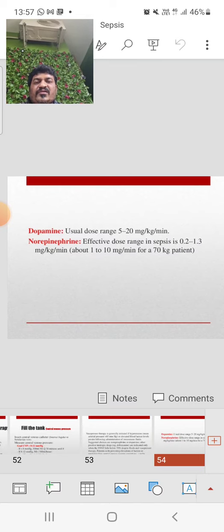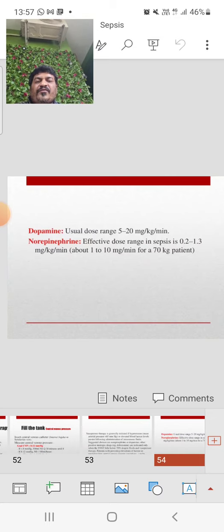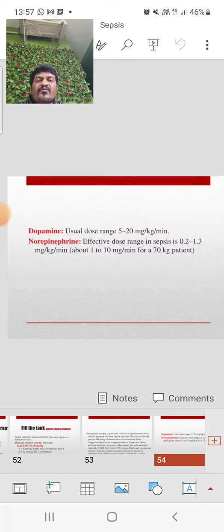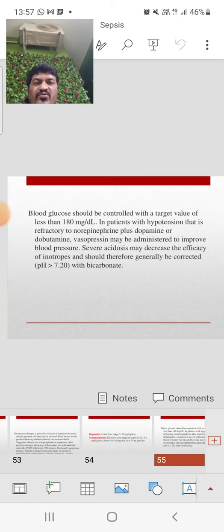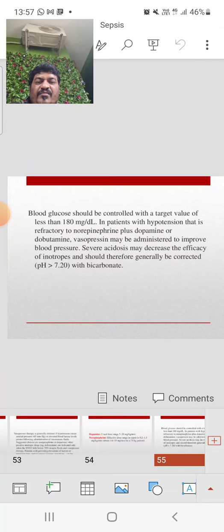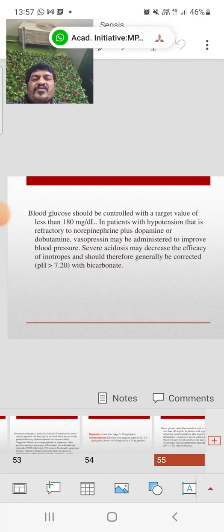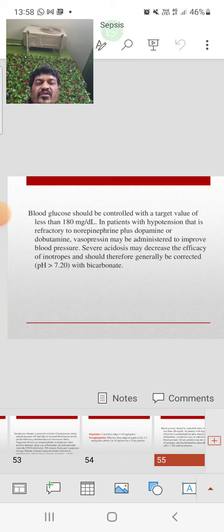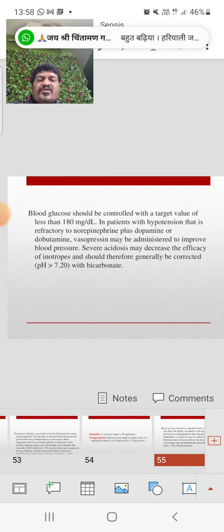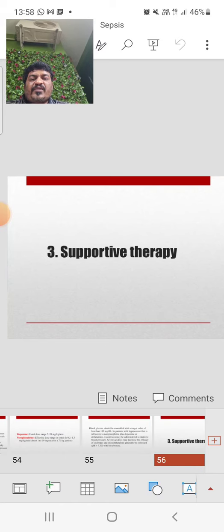About dopamine, the usual dose ranges from 5 to 20 mcg per kg per minute, and the effective norepinephrine dose range in sepsis is 0.2 to 1.3 mcg per kg per minute, about 1 to 10 mcg per minute for 70 kg patients. Blood glucose should be controlled with a target value of less than 180 mg per dl. In patients with hypotension that is refractory to norepinephrine plus dopamine or dobutamine, vasopressors may be administered to improve the blood pressure. Severe acidosis may decrease the efficacy of inotropes and should therefore generally be corrected with bicarbonate when pH is less than 7.2.